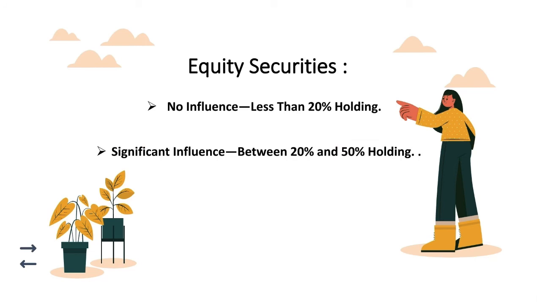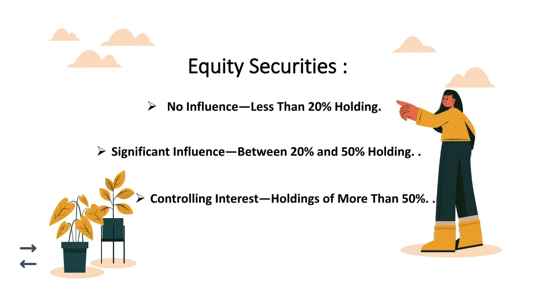Second is significant influence, between 20 and 50% holding. When someone holds more than 20% up to 50% of shares, in theory, they have significant influence on the company, making the investor dominantly a controller of the company's activities. The recording of this investment uses the equity method due to the existence of significant influence, as if the investor's share arises from the company.